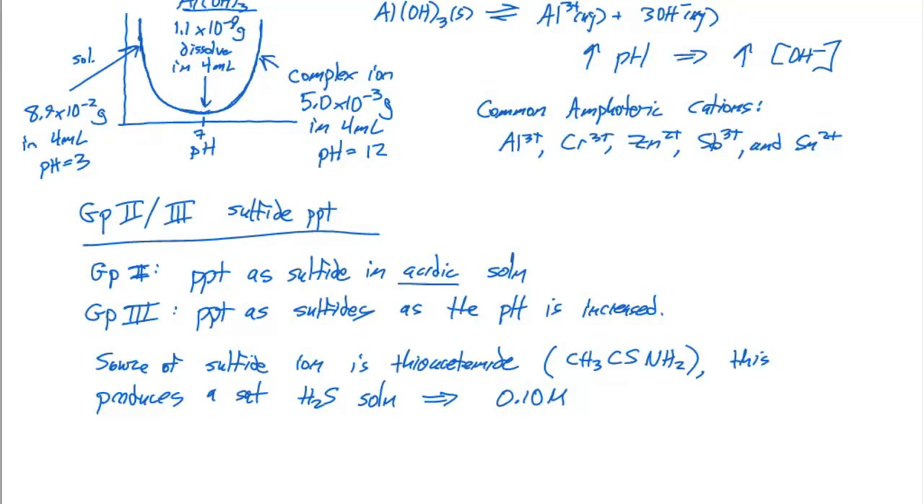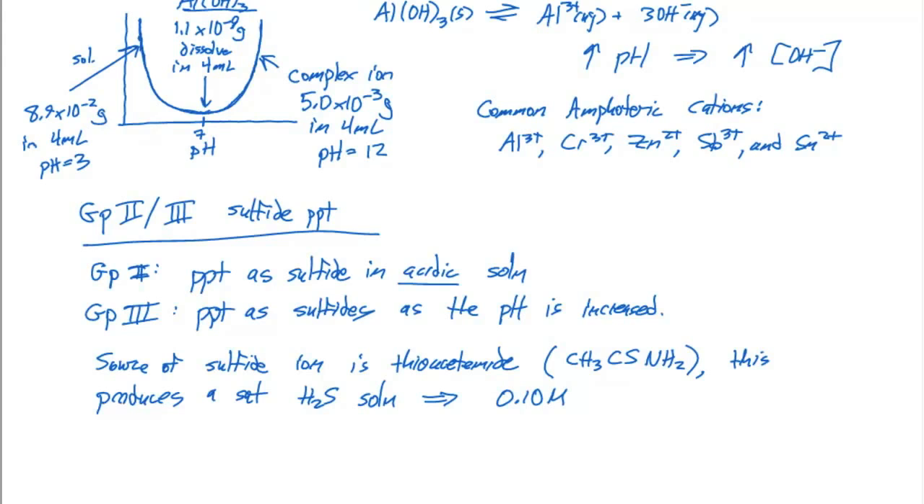The great thing about thioacetamide is when you heat it up to, I believe, around 70 to 80 degrees Celsius, it begins to break down. And one of the products that it forms is H2S. So what we can do with this particular solution is we can heat it up to a certain temperature that we need. It will break down to form H2S in solution. Remember that H2S is a weak acid.